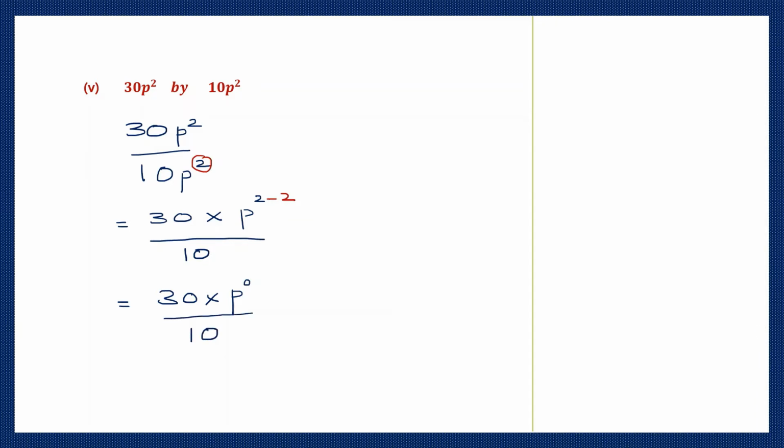Let me cancel 10 and 30. 10 ones are 10, 10 threes are 30. So here I will have 3 into p to the power of 0, and anything raised to the power of 0 is 1. So 3 into 1 by 1 is 3 ones are 3, 3 by 1, and my final answer here is 3.